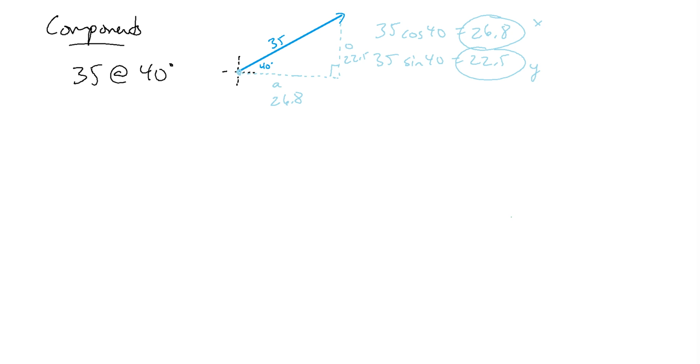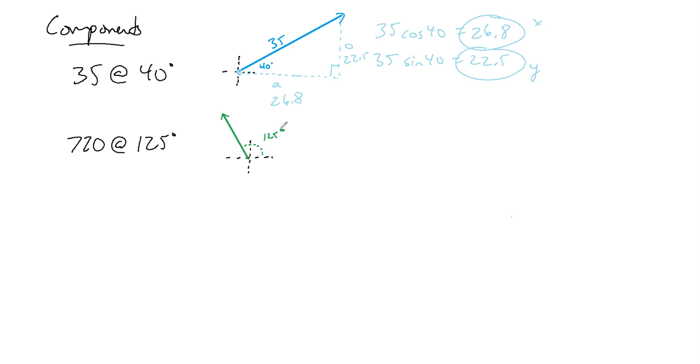Okay, so let's try a different one. Suppose we've got 720 at 125 degrees. So first I'm going to start with a sketch. It's always a good idea to sketch the vector so you have an idea what's going on. So first things first, my vector is not going to the right, that's 0 degrees. Straight up would be 90 degrees. I want to go a little bit further. So 125 is probably around there, give or take a little bit. So that angle right there is 125 degrees.